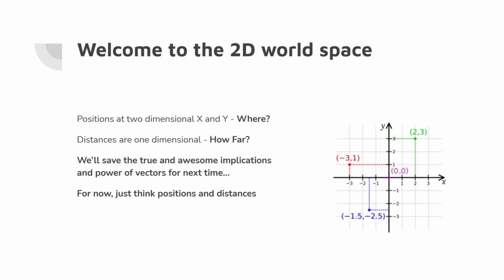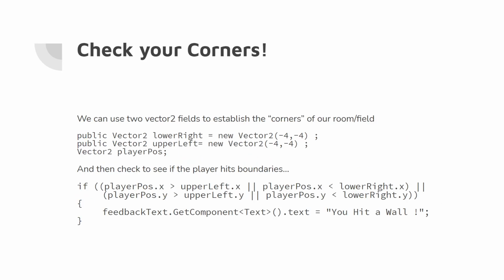We have distances, which are one-dimensional, which tell us how far things are potentially apart. We've already seen the true and awesome implications, the powers of vectors, so we're ahead of ourselves a little bit. But we're thinking in terms of positions and distances, and you already know some of the underlying stuff because I introduced that earlier.